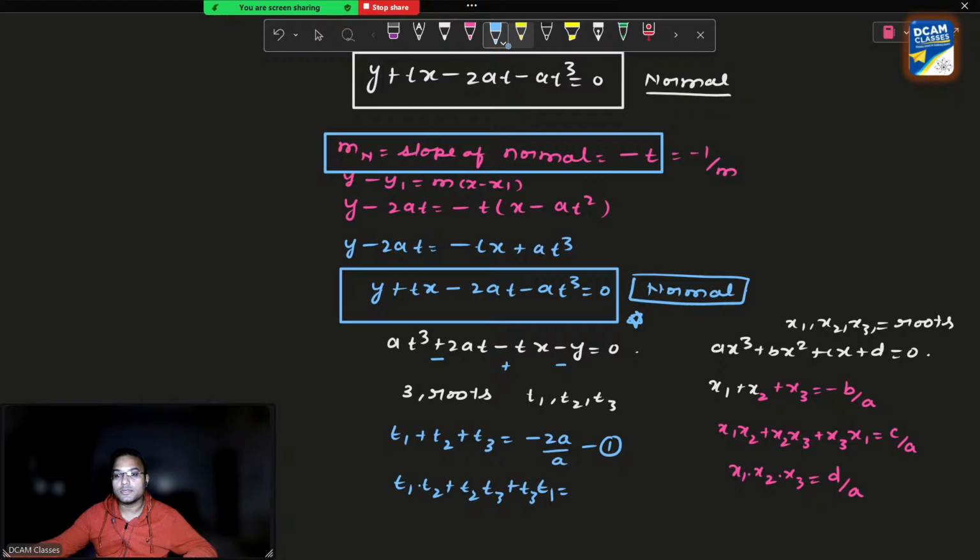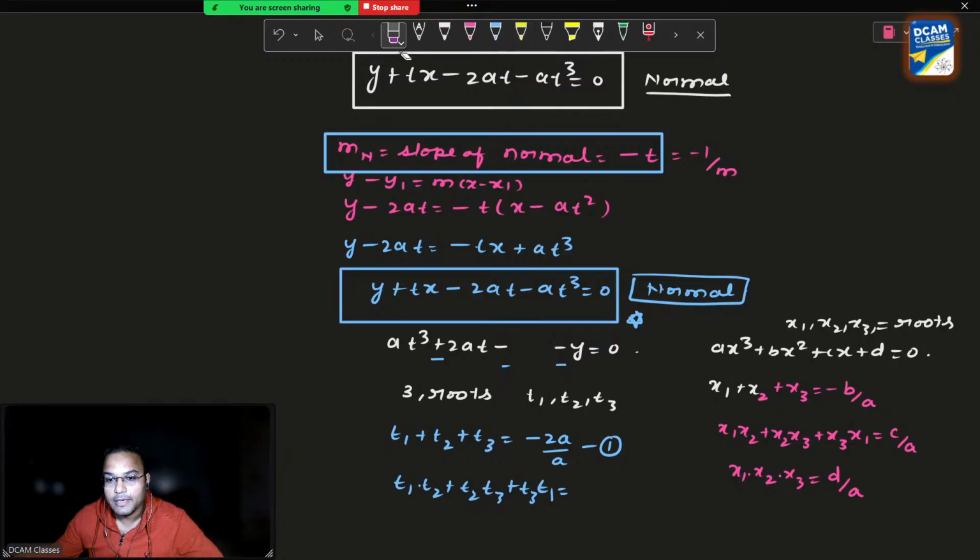Sorry, I have to do one thing. Let me make it better. at cube plus 0 into t square. The t square component is not there. I have done one mistake here. Plus x minus 2a into t. Let me correct it. 0 into t square plus x minus 2a into t plus y is equal to 0.